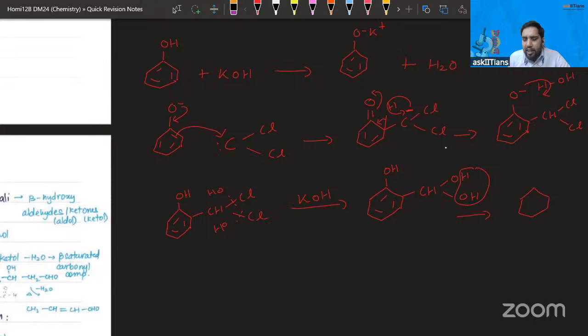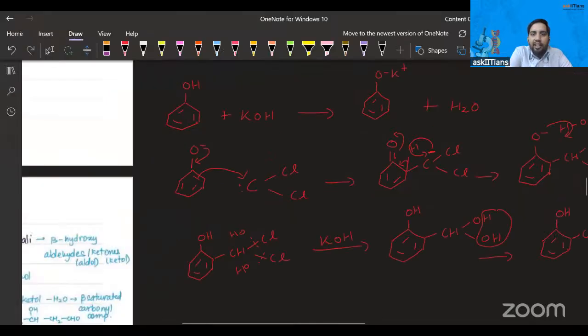Finally we get the desired product. Do you know what the name of this product is? Anyone know the name of this product, both the IUPAC and the common name? Anyone know the name of this product?